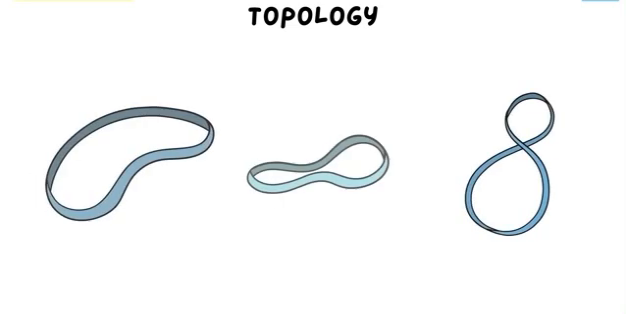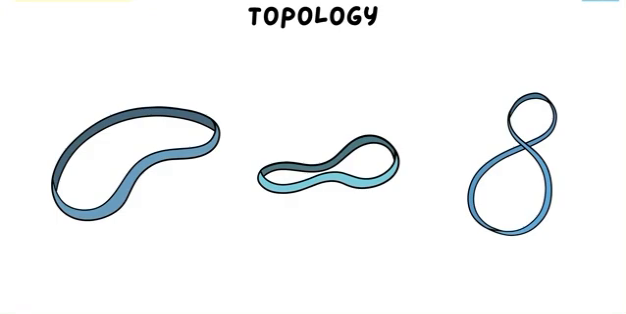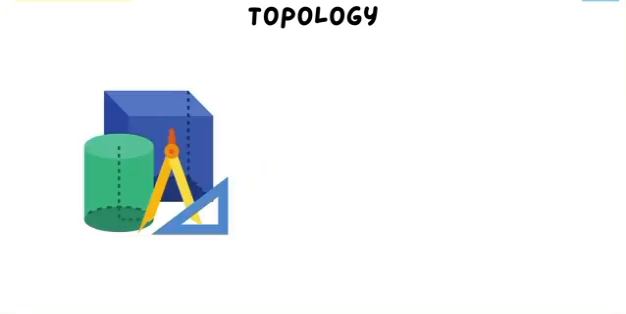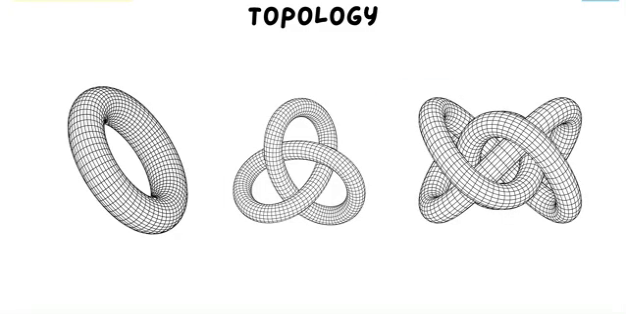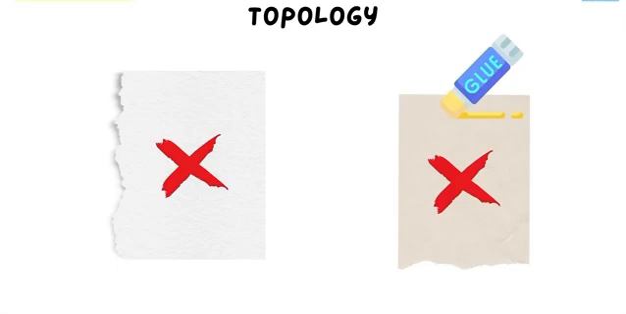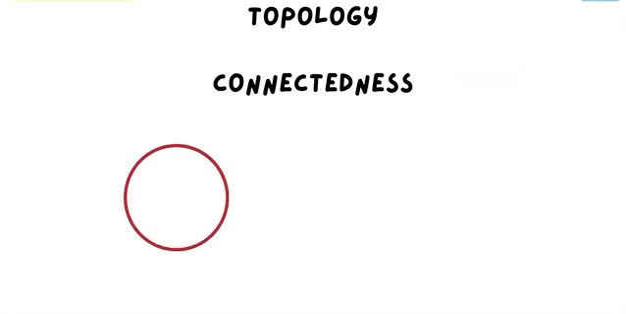Next up, we have topology. Imagine you have a rubber band and stretch it into different shapes without cutting it. It's still the same loop, right? While geometry cares about exact shapes, sizes, and measurements, think about rulers and protractors, topology focuses on properties that stay the same even when you bend, twist, or stretch something, as long as you don't tear it or glue new parts together. Key ideas in topology include connectedness, like a circle is connected.